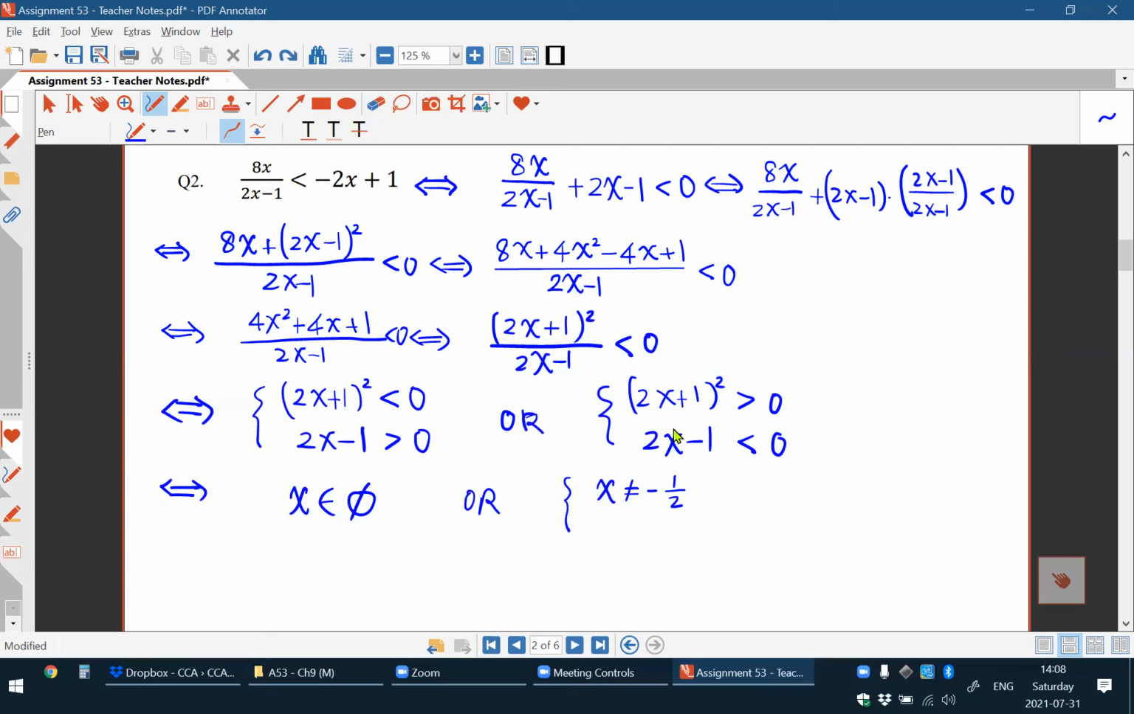Okay. And at the same time, 2x - 1 less than zero is equivalent to x smaller than 1/2, right? Okay, so now let's consider these two solutions. The final result must be x less than 1/2. And at the same time, x cannot be -1/2. Understand? Do you have any questions?